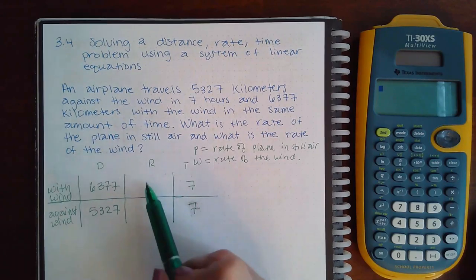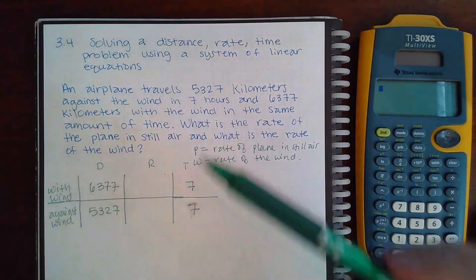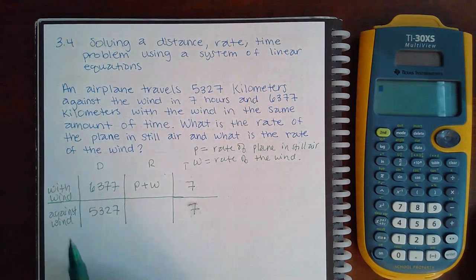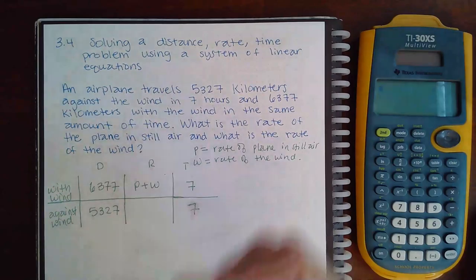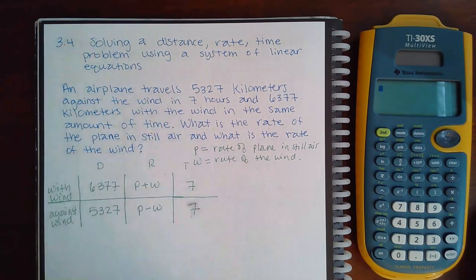Then I need to fill in here. So if I'm going with the wind, that's going to help my rate go faster. So this will be P plus W. If I'm going against the wind, that's going to slow the plane down. So it should be P minus W.